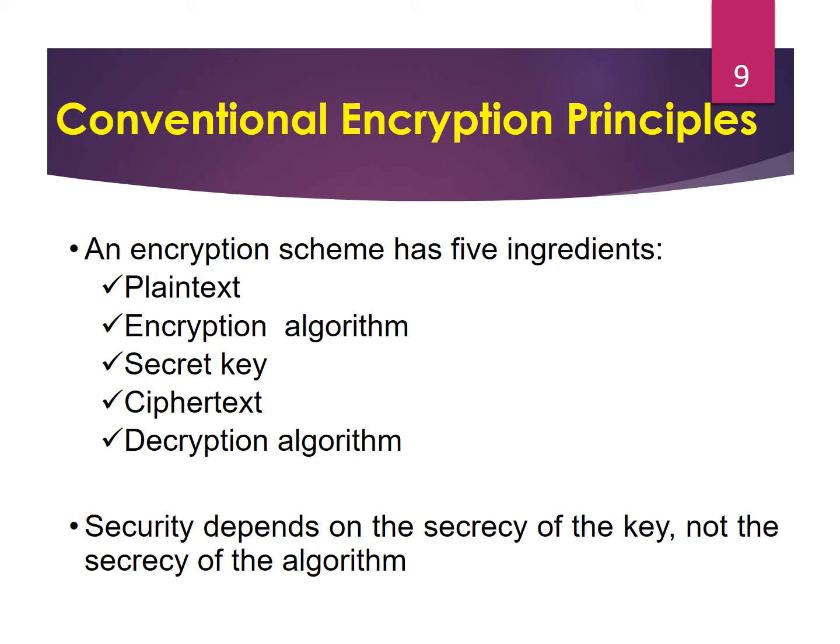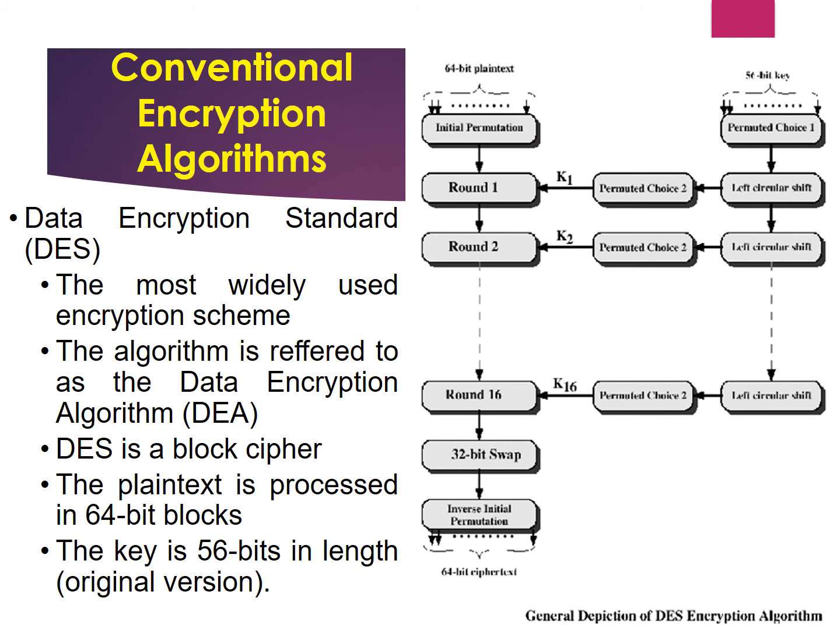Conventional encryption principles. An encryption scheme has 5 ingredients: plain text, encryption algorithm, secret key, cipher text, decryption algorithm. Security depends on the secrecy of the key, not the secrecy of the algorithm. The conventional encryption algorithm is shown in this diagram.